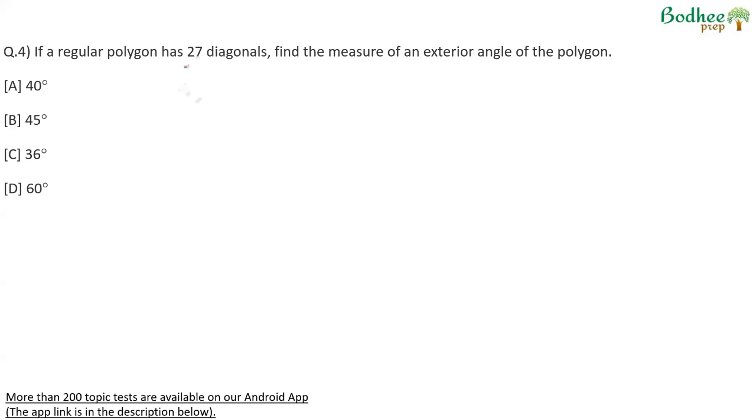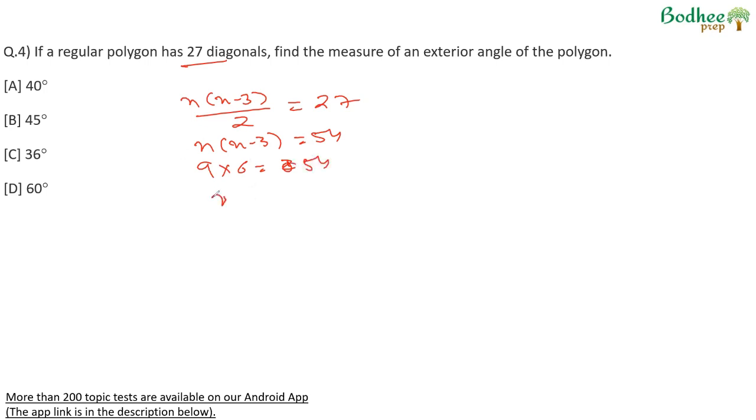A regular polygon has 27 diagonals. We know that the number of diagonals in a polygon is n into n minus 3 by 2. This n is the number of sides. This is given as 27. So n into n minus 3 is 54. Looking at two numbers with difference of 3, 9 into 6 is 54. And therefore, by hit and trial, n becomes 9. This is the polygon that we are talking about.